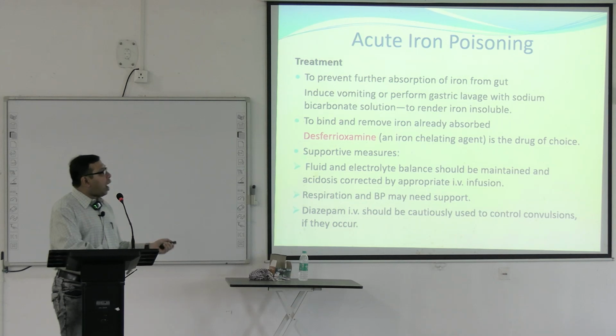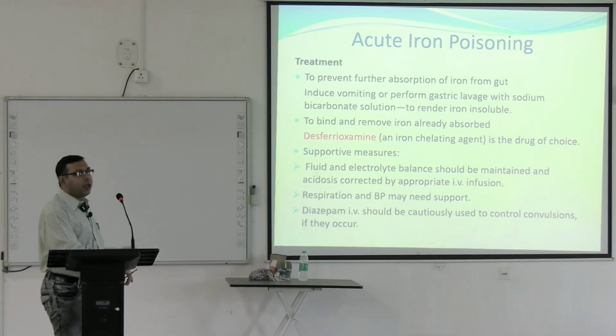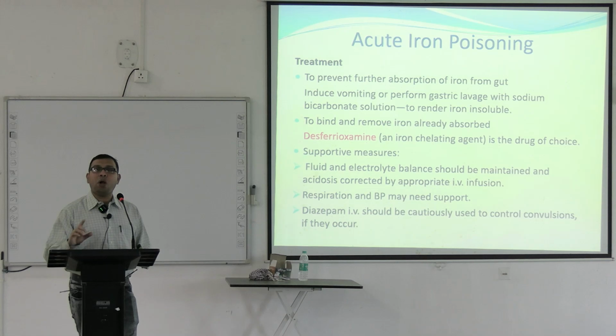Then, to bind and remove the iron already absorbed. At the end you will read about the chelating agents. That is also very important. One of the chelating agents is desferrioxamine. Desferrioxamine is an iron chelator that is also very commonly needed in thalassemia patients.